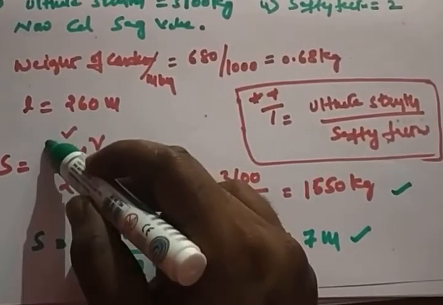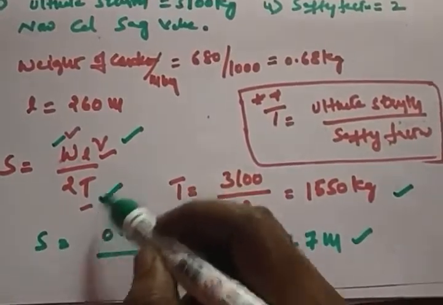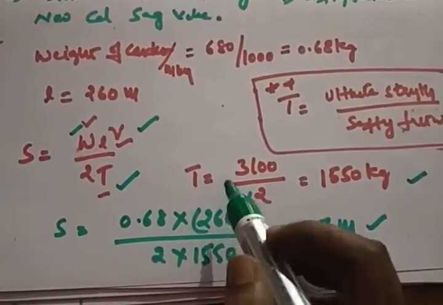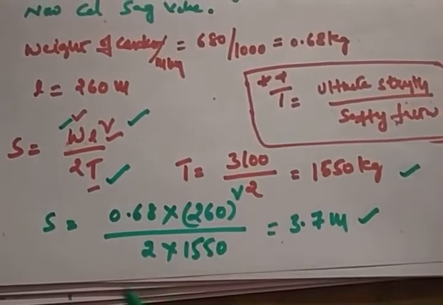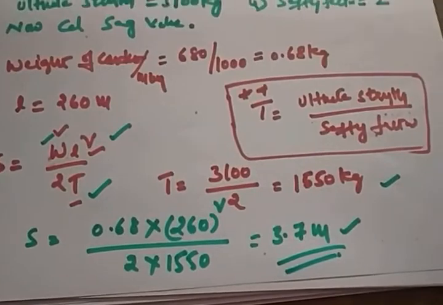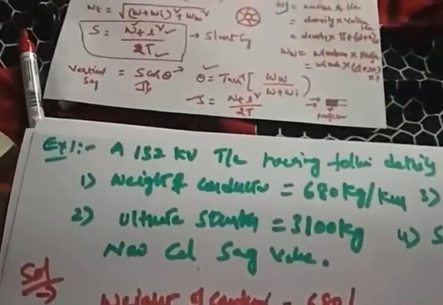You know the W value. You know the L value. You know the T value. So what is the sag value? 0.68 into 260 whole square by 2 into 1550. So we can calculate the sag is 3.7 meters. Now we'll go for another problem.